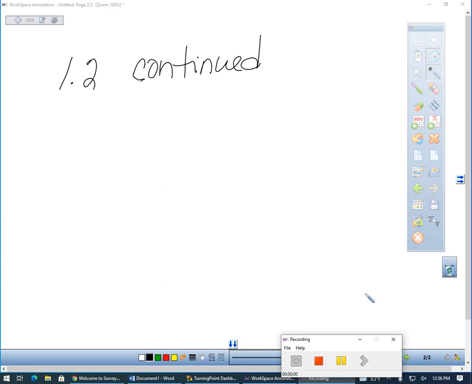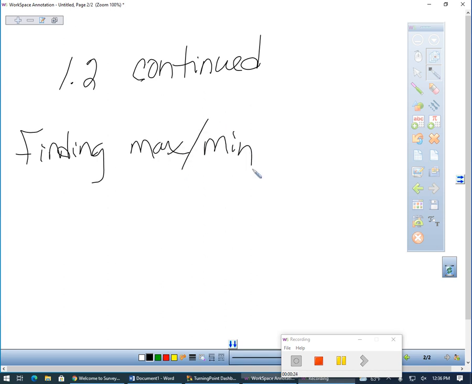So continuing from yesterday, we were talking about increasing and decreasing intervals at the very end, right? Your problems 25 and 27 had to do with those increasing and decreasing intervals. So the next thing I want to talk about is how do we find maxes and mins? So if my problem doesn't give it to me, what am I going to do?